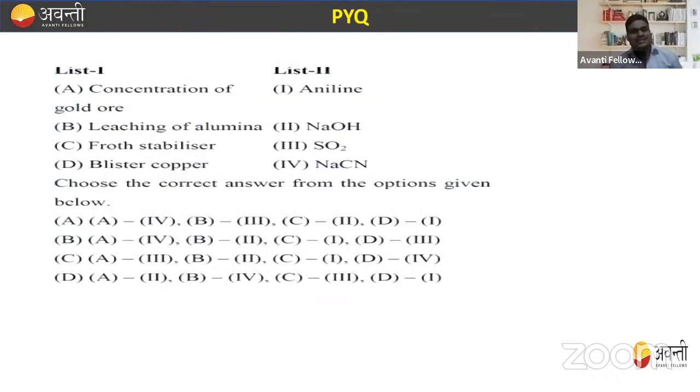Now you have to match this: concentration of gold ore, leaching of alumina, froth stabilizer, and blister copper. Which reagent do you use for each: aniline, NaOH, SO2, or NaCN? We know that for concentration of gold ore, we generally use NaCN. We discussed it in the last question itself. So for A, the correct answer is 4.